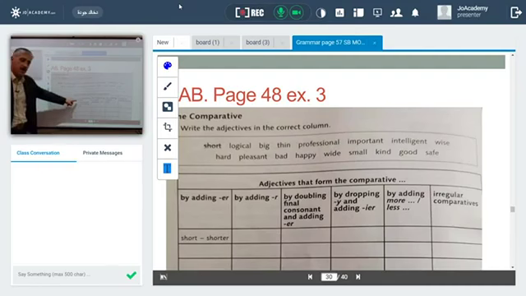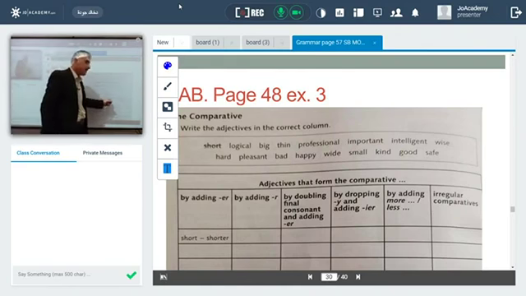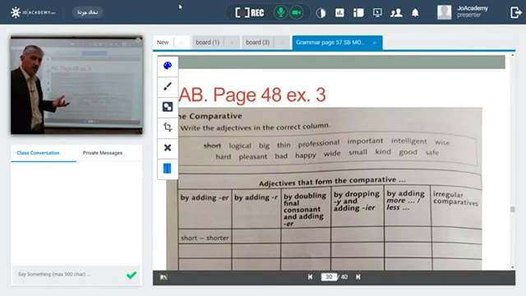Sometimes we will add only R if the adjective ends with E. And by doubling final consonant and adding ER. Sometimes we double the last letter and then we add ER. By dropping Y and adding IER. Sometimes we drop the Y from the end of the adjective and we add IER. Sometimes we add more or less before the adjective. And we have irregular comparatives. As I told you, we have some adjectives which are irregular. So let's start.